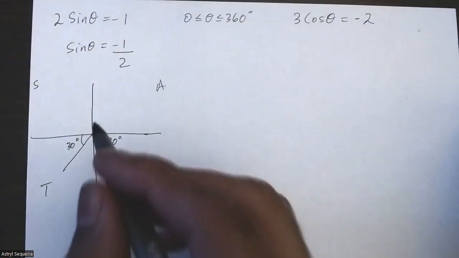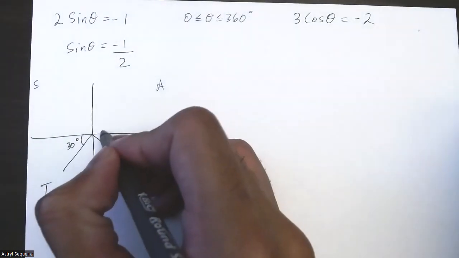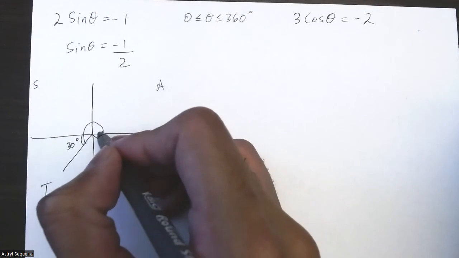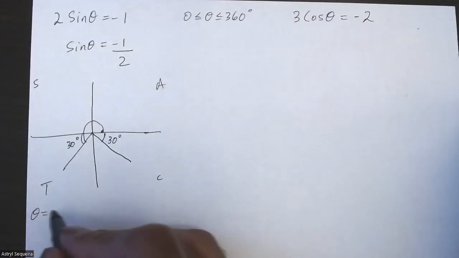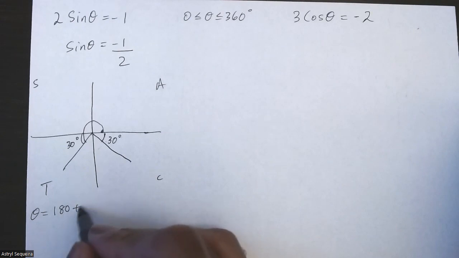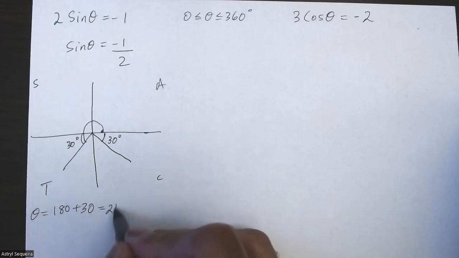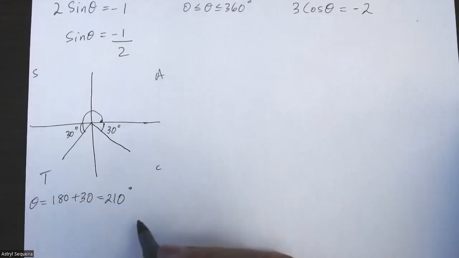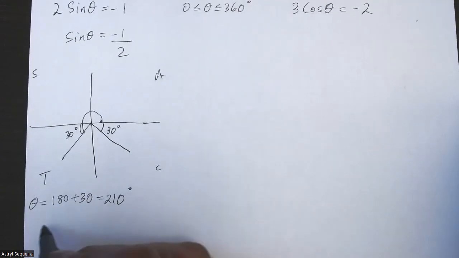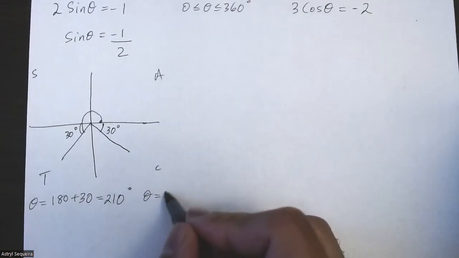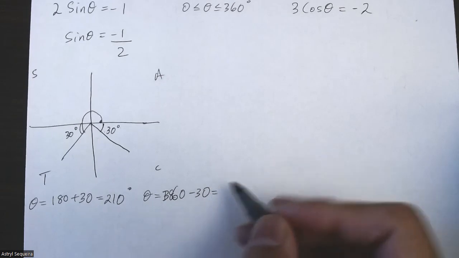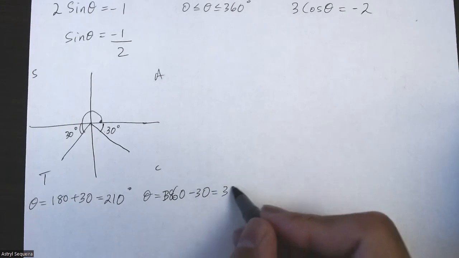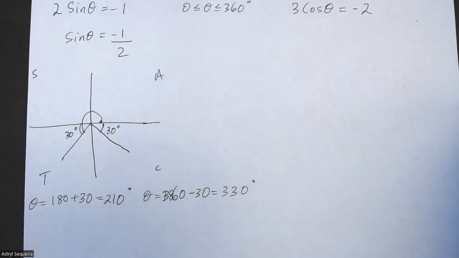And then last is I want to find my complete solutions. So starting at this point here and going to both these two lines. So my first solution is 180 plus 30, which is 210 degrees. And my second solution is 360 minus 30, which is 330 degrees.